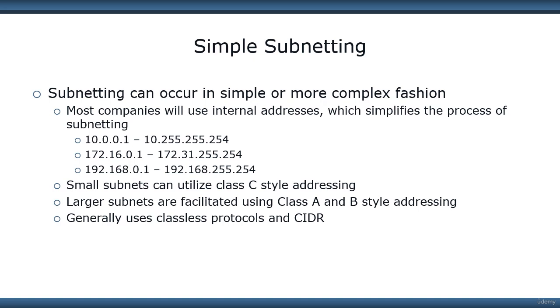You can actually create fairly large subnets and still keep your subnet mask simplified. I call it simplified if it stops on the decimal. So you could say in this case, small subnets are going to use Class C style addressing, and larger subnets are going to use Class A or Class B. We're always using classless protocols and CIDR, but we can just come up with whatever makes sense for our environment. That would be simple subnetting if the masks stop at the decimal point.